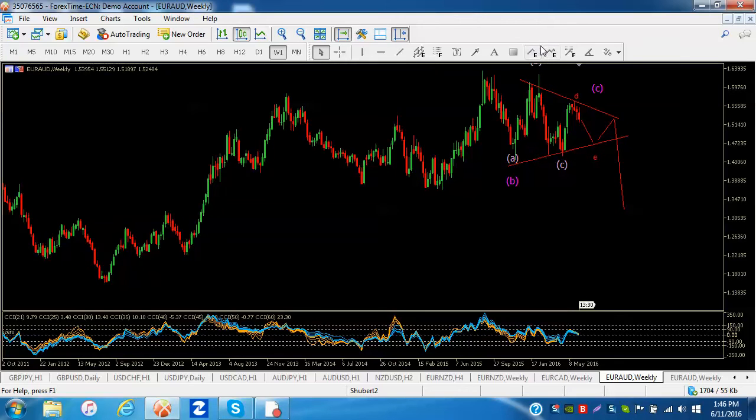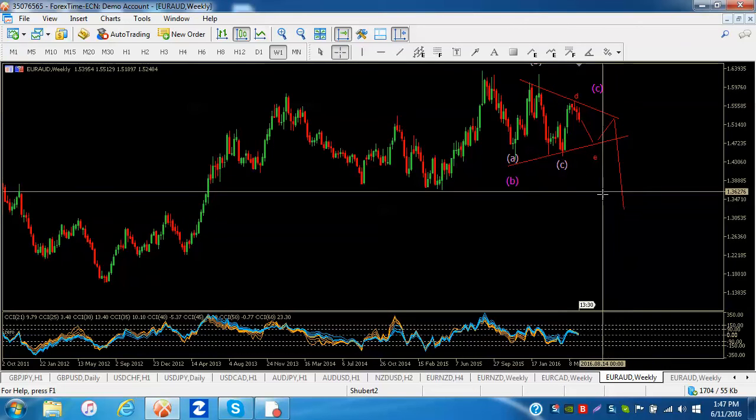because the labeling tools here for Elliott Wave only have ABC for corrections and 1 2 3 4 5 for the motive waves. But anyways, we'll get back up here for wave E, and then we'll break to the downside. And of course, again, this is a weekly chart, so it's going to take many weeks for this to unfold.